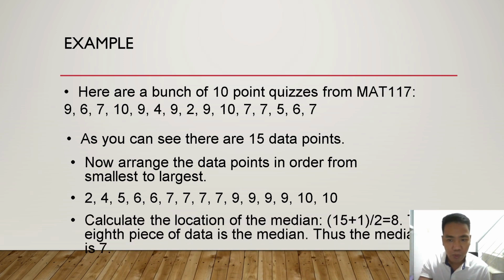So how will you get the median? Just calculate the location of the median. Your n is 15, so 15 scores plus 1, divided by 2, is 8. So the eighth piece of data is the median. If you count, what is the eighth in the order of the distribution? We have 1, 2, 3, 4, 5, 6, 7, 8. The eighth score in the arranged data is 7. Thus, the median score is 7.